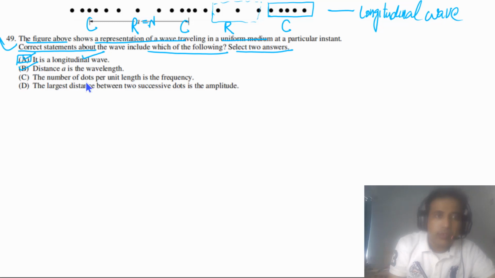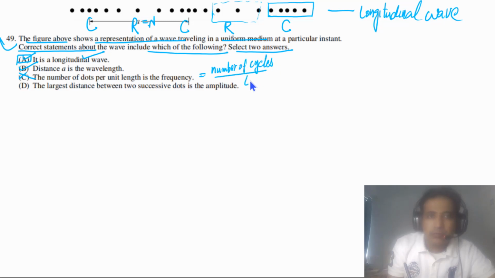Yes, this is correct. The number of dots per unit length is the frequency. This is incorrect. Frequency is the number of cycles of a particle per unit time, meaning the number of cycles completed by a particle per unit time. That is the frequency. So this is incorrect.